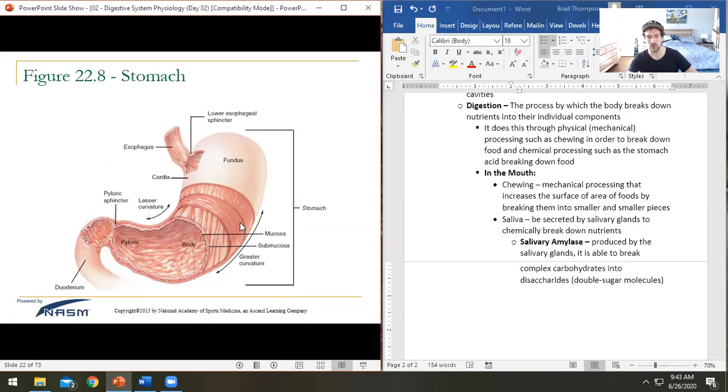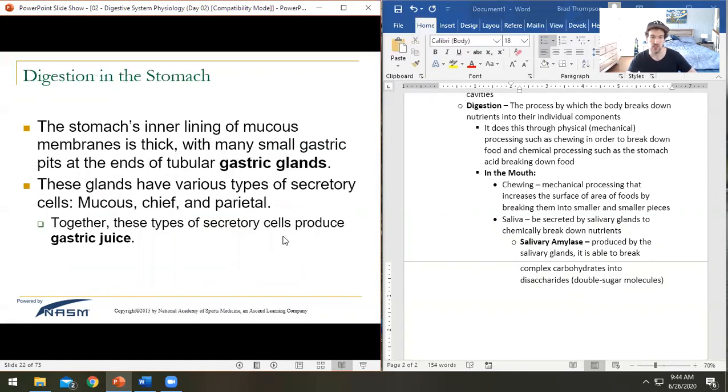So here's all the little rugae here. And then look at all the different layers. That's where you're going to find the mucosa layer and the submucosa layer. That's what's creating that mucus, which cancels out the acid, and that makes sure that the stomach doesn't digest itself. The stomach's inner lining has all these mucous membranes, and they are also striated with these gastric glands, right? Those glands are going to secrete all kinds of other materials. All that comes together to be what we call gastric juice.